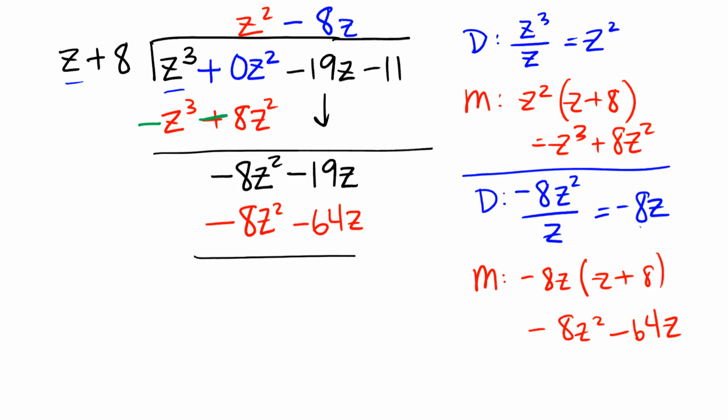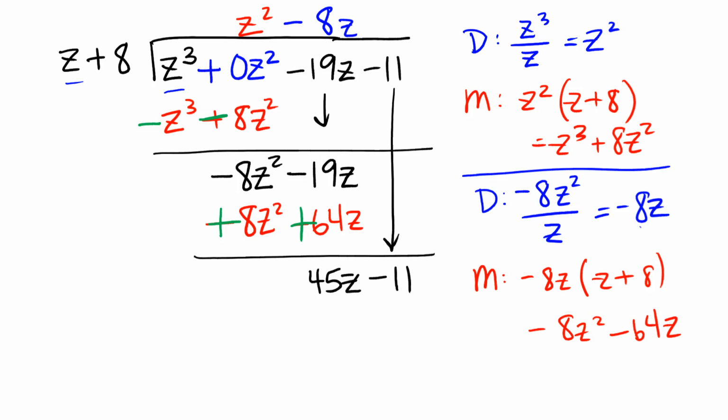And we'll do that. Ugh. We're going to change our signs when we subtract, right? So plus and plus. I can't do this simple math in my head. At least I don't trust myself to do this simple math in my head right now. This looks like it is 45z according to my calculator. And now I'll bring down the minus 11.